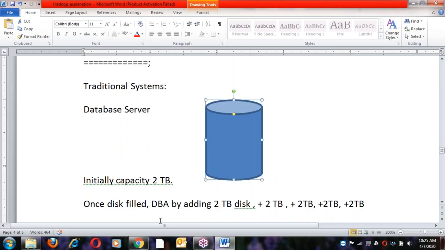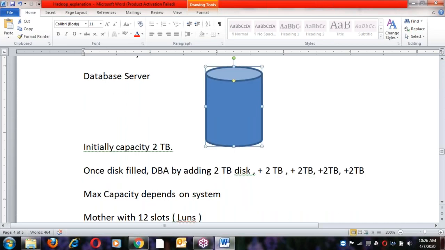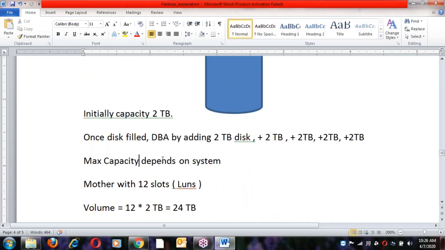What is the maximum volume of this database server? That depends on the system, on your computer. Maximum capacity depends on the system. Every system has a motherboard with 12 slots. The motherboard contains 12 slots or LANs.